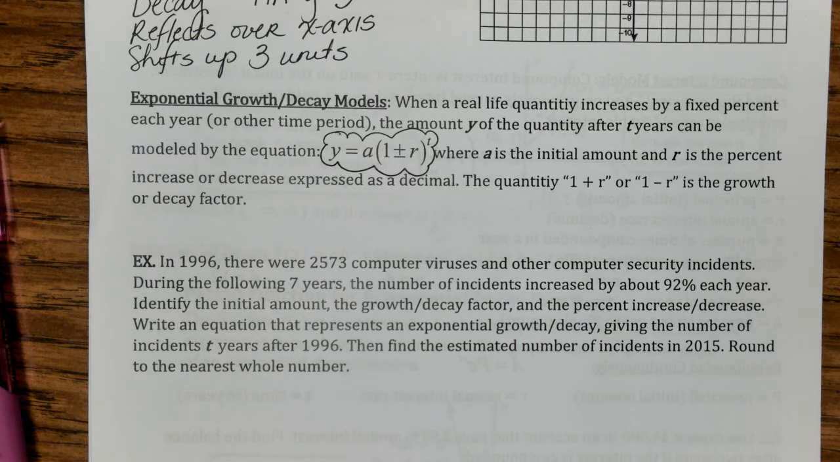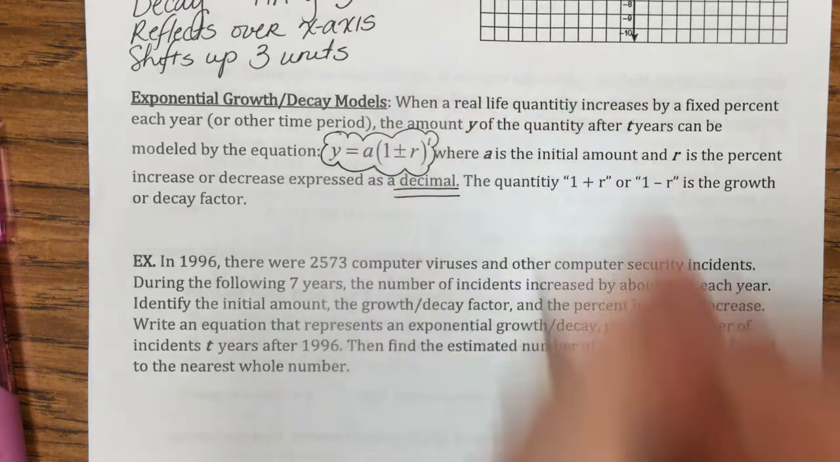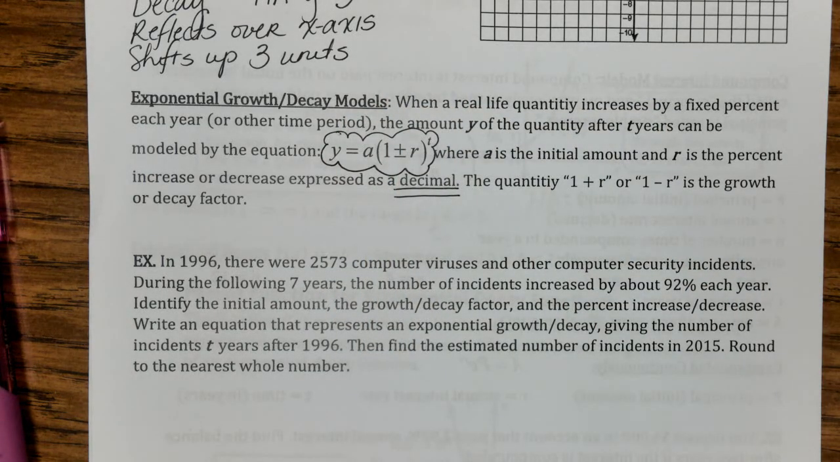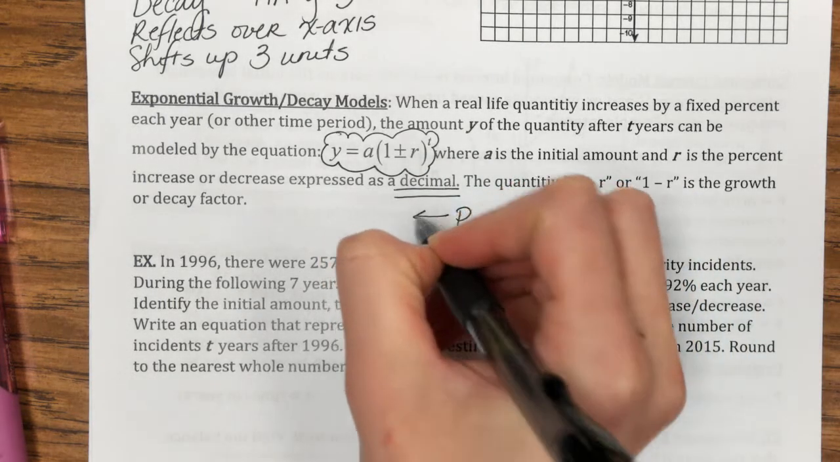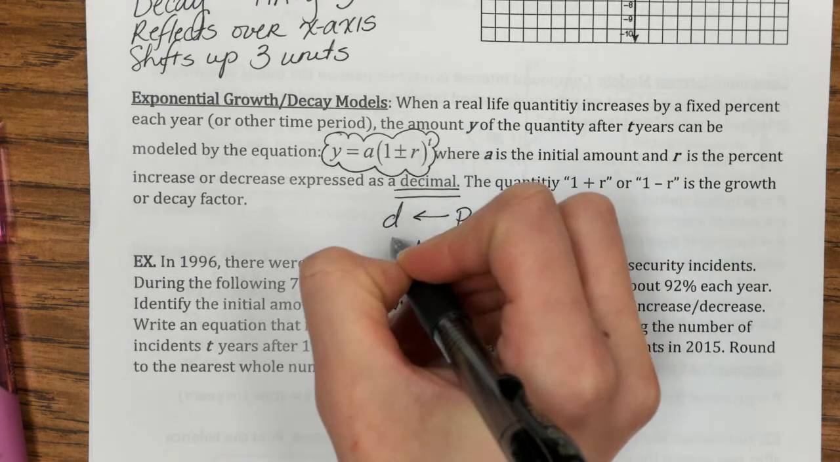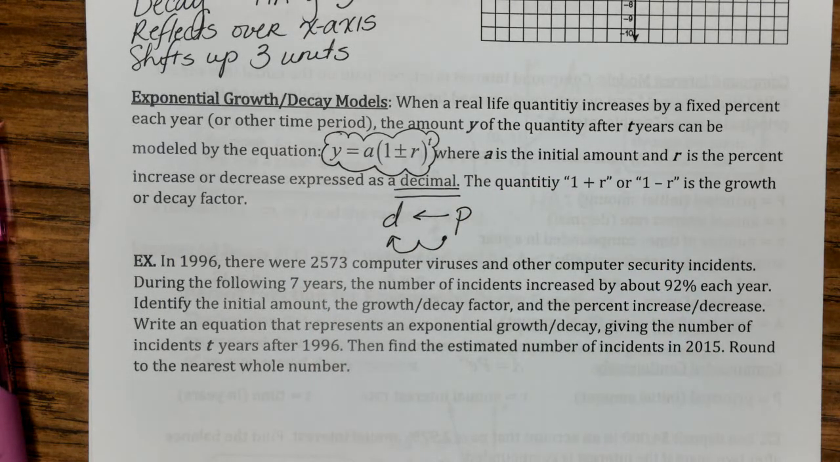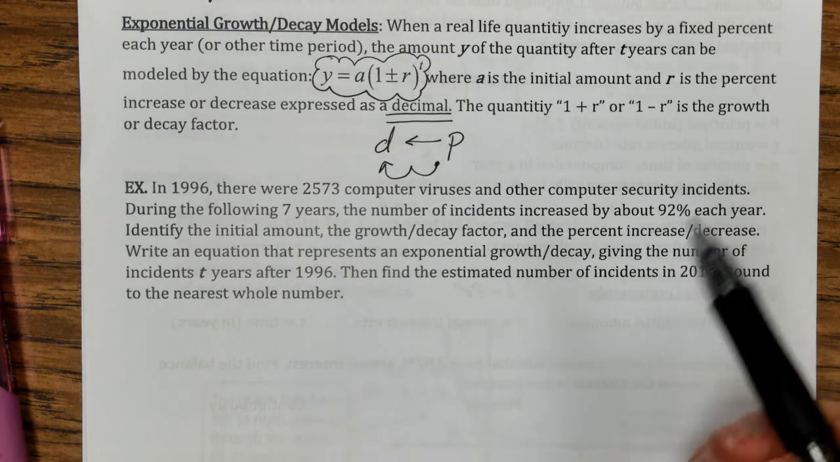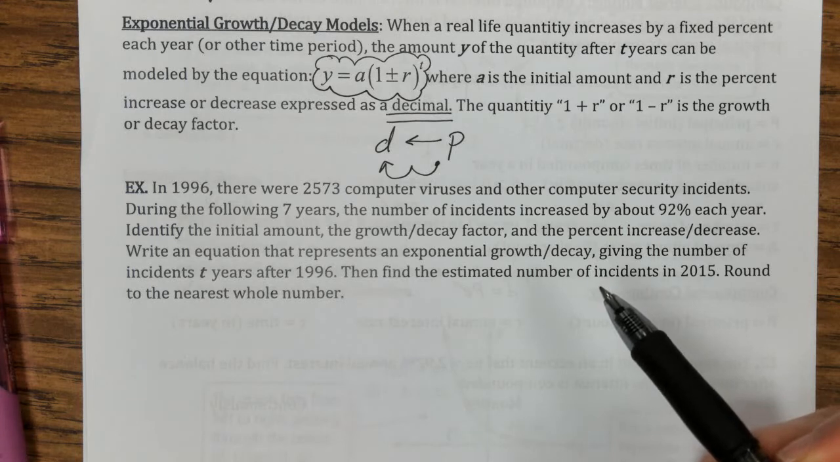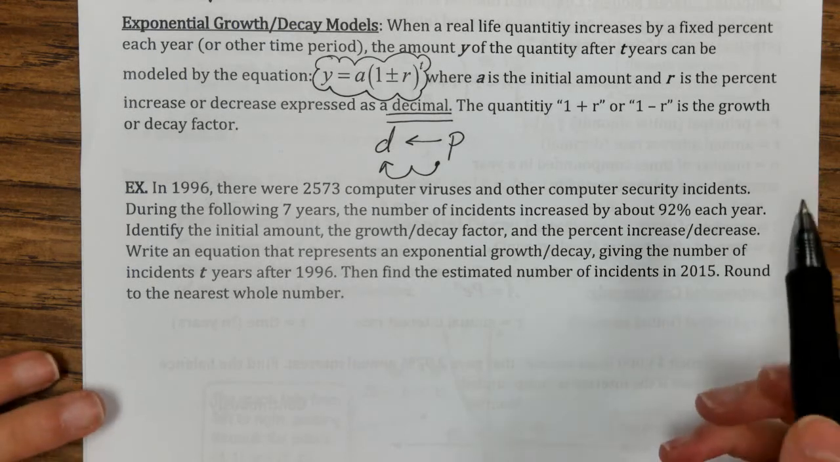R is your percent, but when you plug it into the formula, it has to be a decimal. So you have to convert that from percent to decimal. So hopefully y'all remember that from percent to decimal, you move the decimal place to the left. Okay? The quantity 1 plus r or 1 minus r is the growth or decay factor. Alright? So you're going to have word problems. You're going to have to identify those certain characteristics, and then we're going to build the equation, which is very simple.